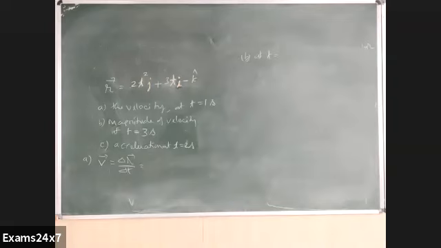Two t square. So correct. 4t j plus 3i. Fine. That's velocity. Then put t equal to the required number and find the magnitude.